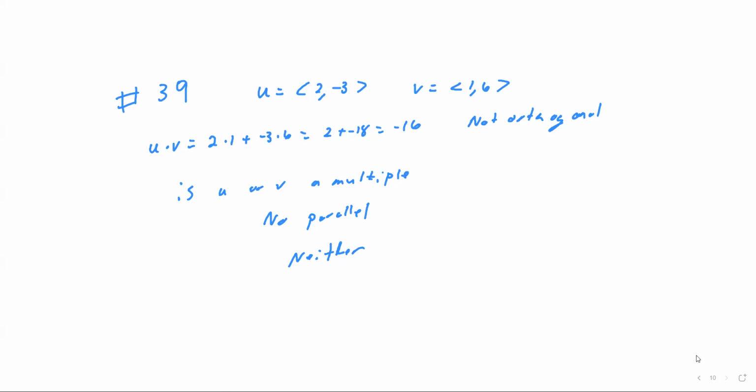All right. So let's look at another type of example. Let's look at number 43. This one's asking you to find the projection of u onto v. So I'm looking for the projection of u onto v. And then write u as a sum of 2 orthogonal vectors, one of which is the projection. Right?